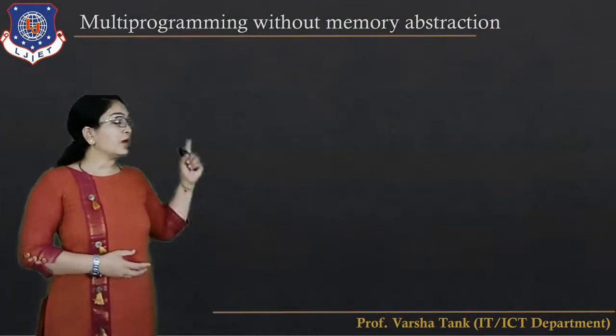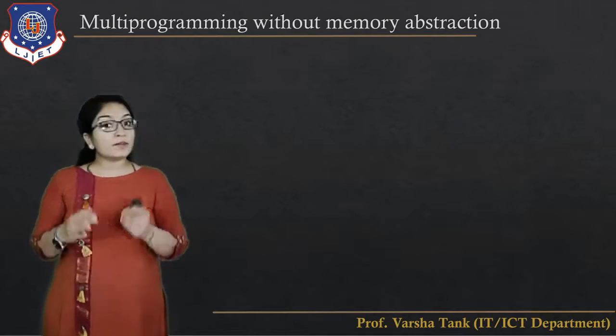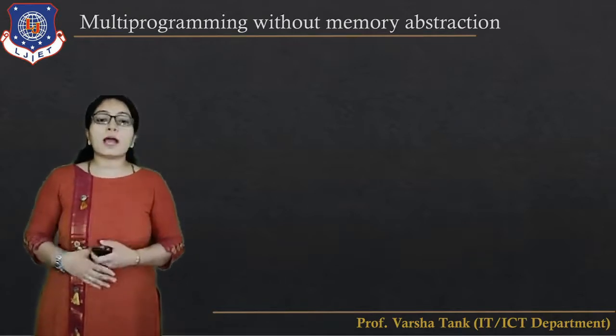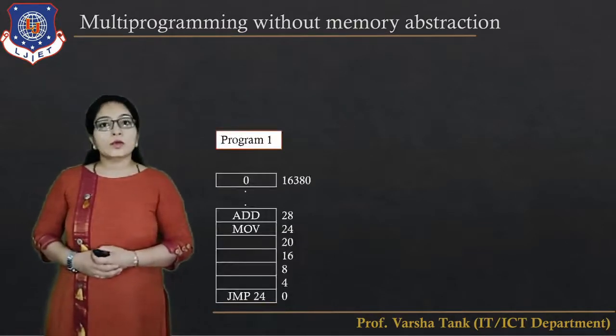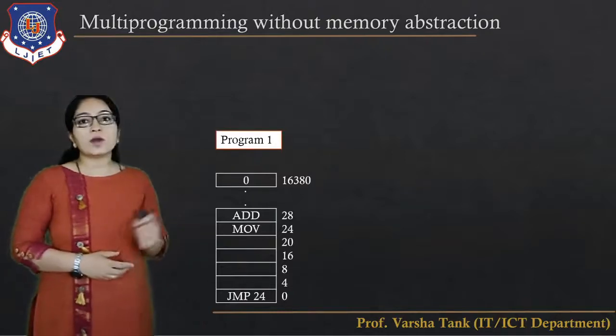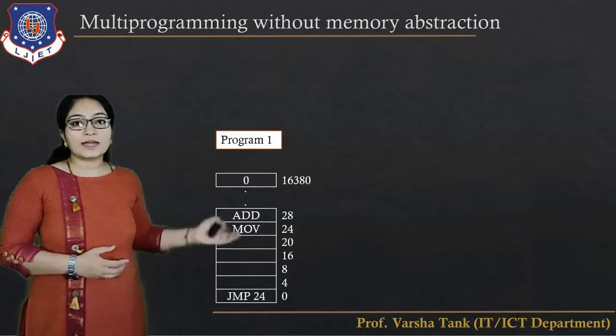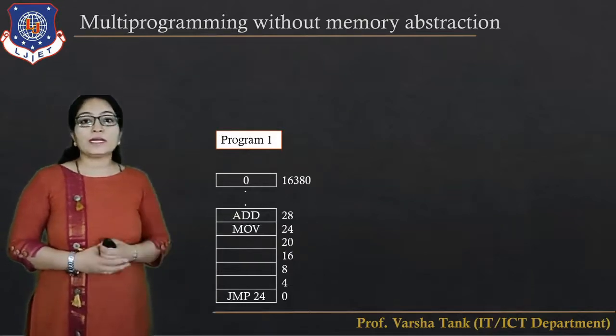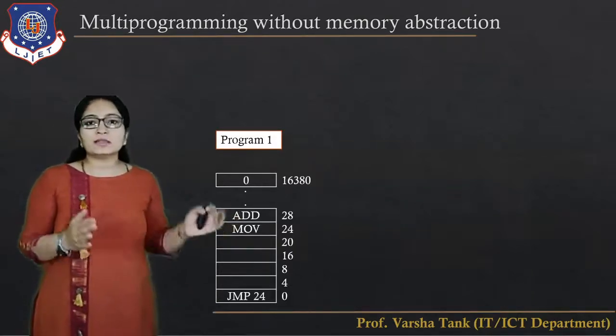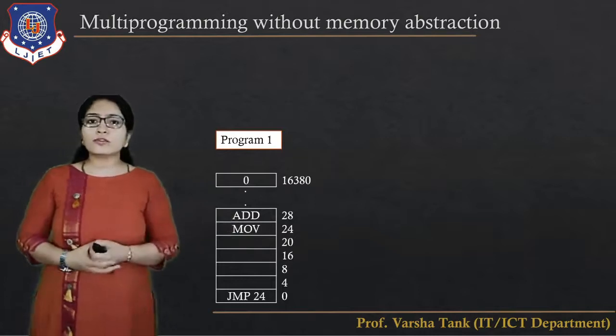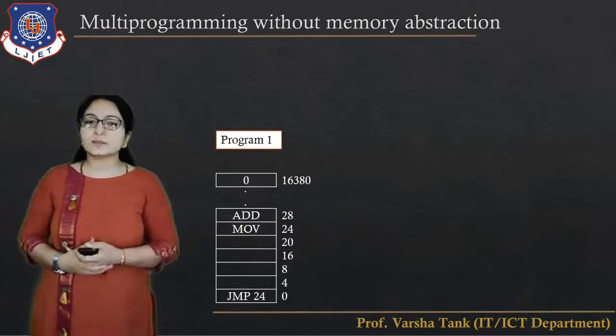Now, multiprogramming without memory abstraction. If memory abstraction is not there, then what will happen? Let's see. For example, here there is one program, program 1, and you can see the addresses of this program 1 from 0 to 28. There are a number of instructions; I have given just two or three, but there are lots of instructions in this program.